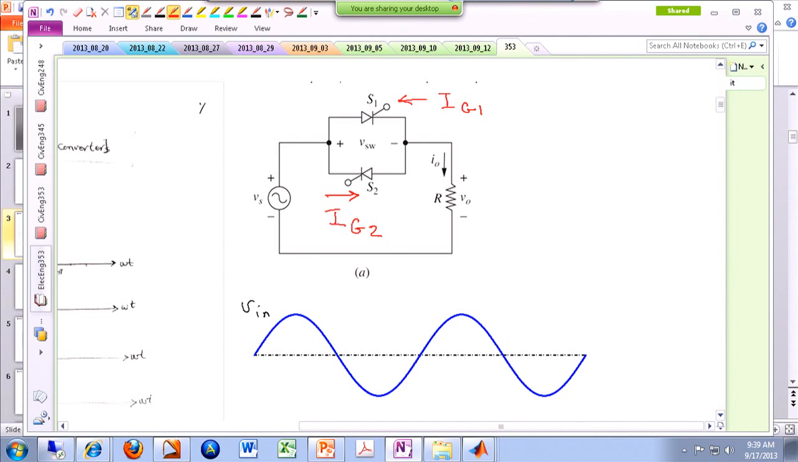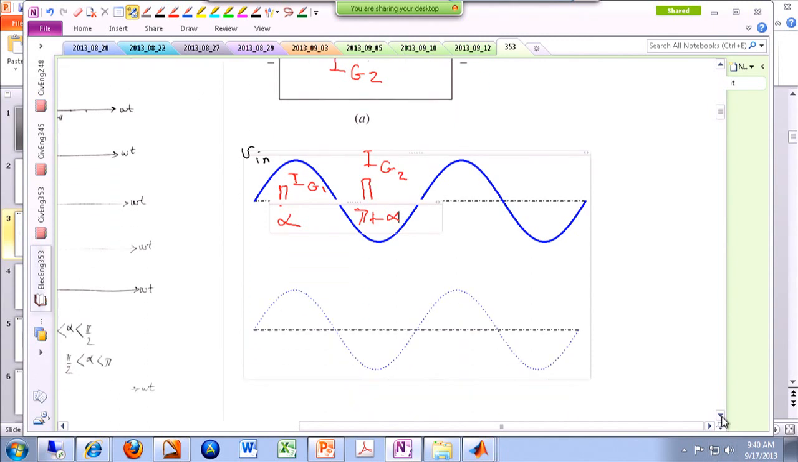It only makes sense to trigger SCR number 1 when the input voltage is positive, so we're triggering it over here. And then for instance, if this is alpha, then assuming that we are doing things symmetrically, this is pi plus alpha. So when the input voltage is positive, we trigger SCR number 1. Whenever the input voltage is negative, in the same fashion, we trigger SCR number 2.